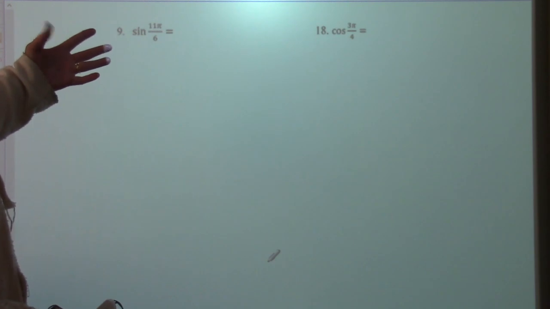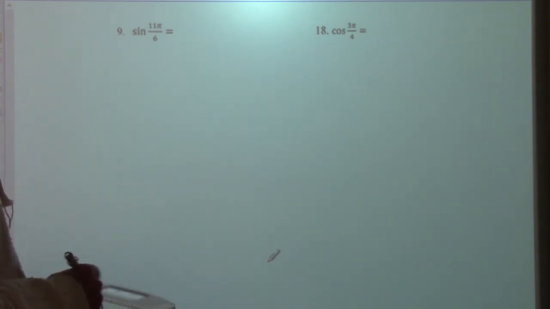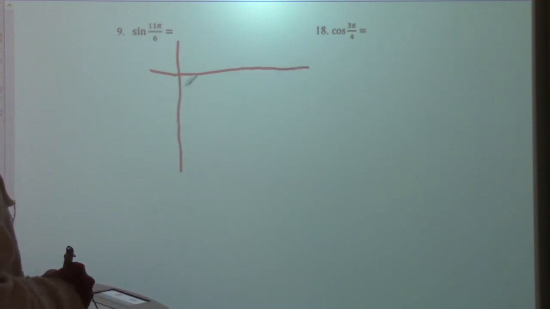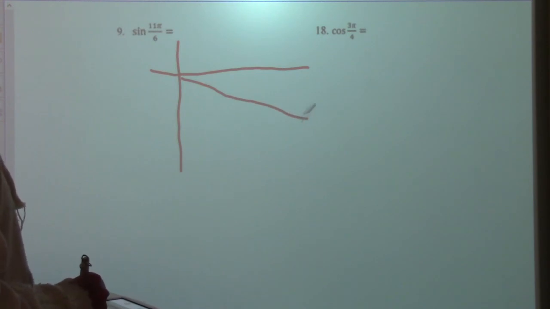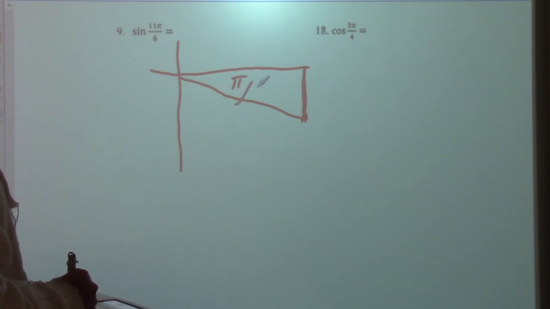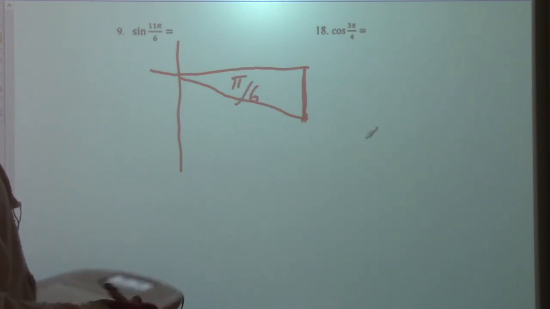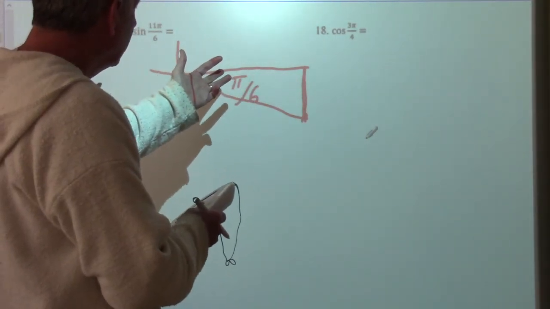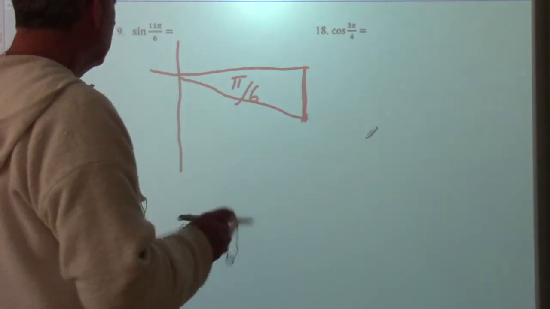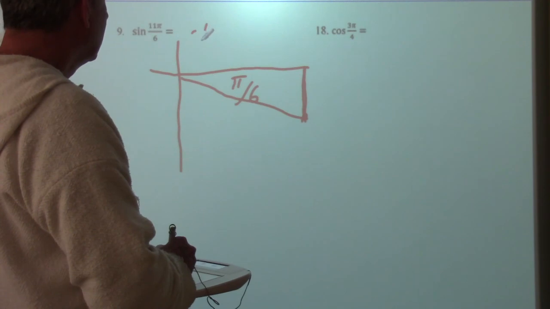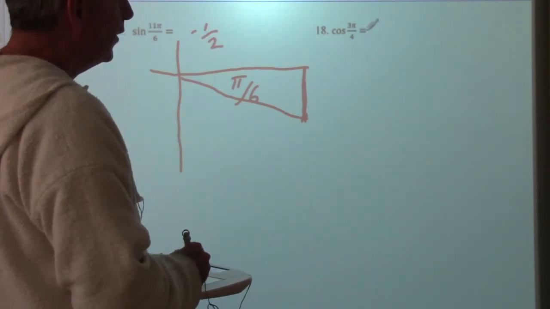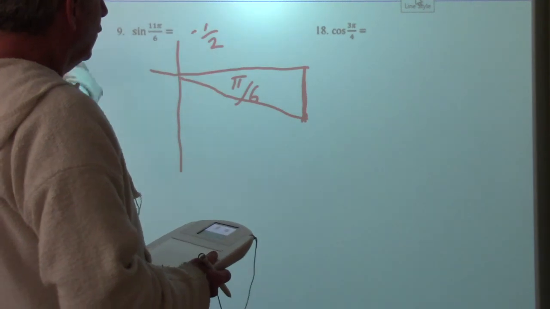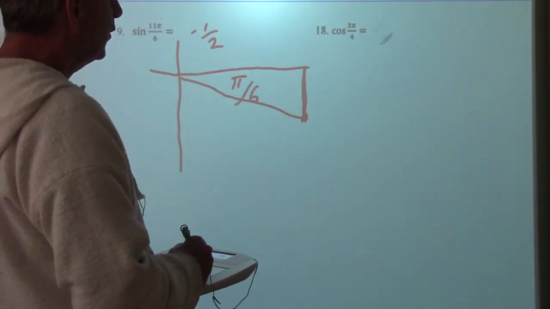11 pi over 6, your reference angle is going to be pi over 6. Because you have this 11 pi over 6 right here. So here's your reference angle. It's going to be pi over 6, but that's going to be negative. You have square root of 1 over 2 with the little finger. That's going to be negative 1/2. And cosine of 3 pi over 4, that's going to be over this way. So negative square root of 2 over 2.